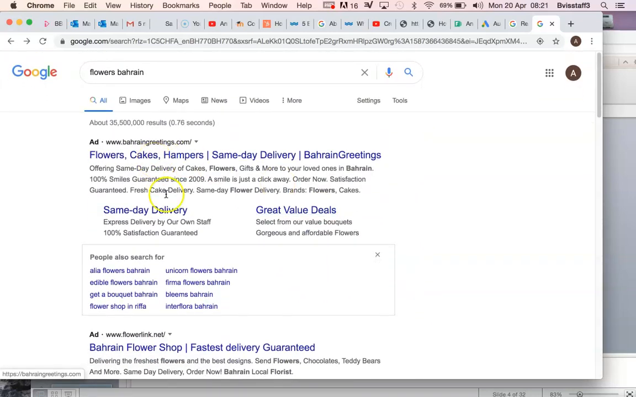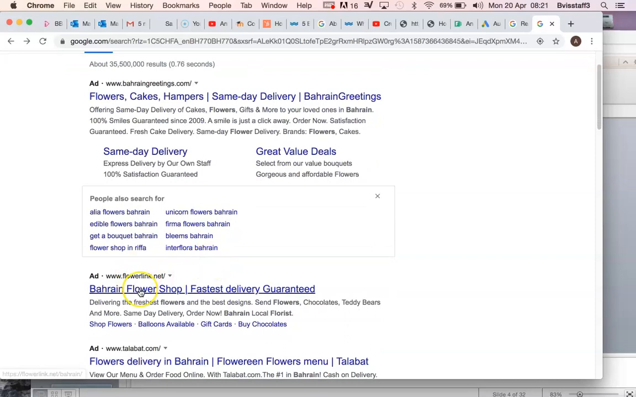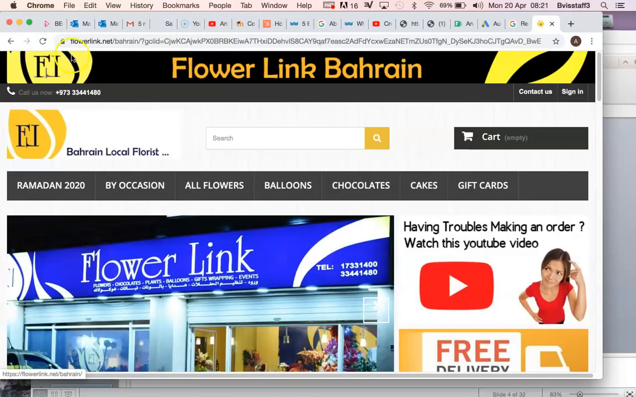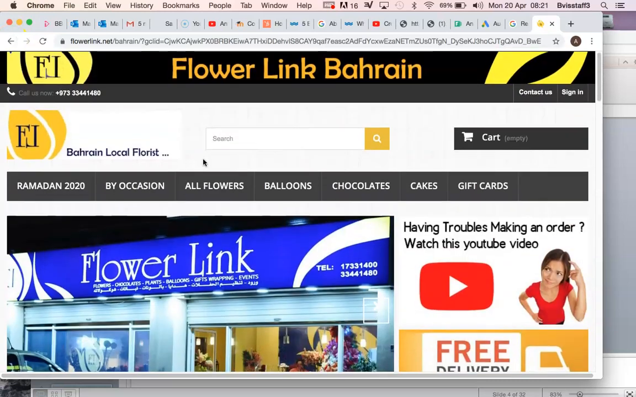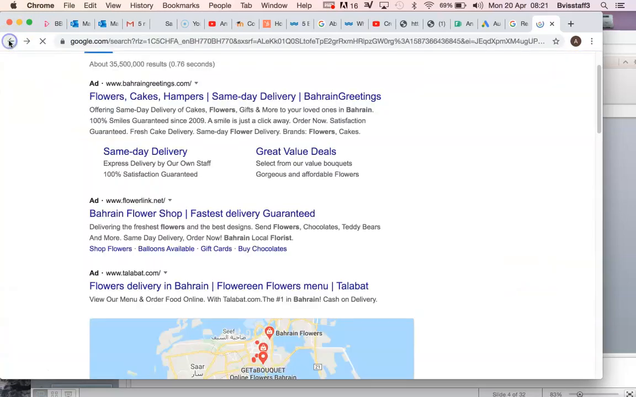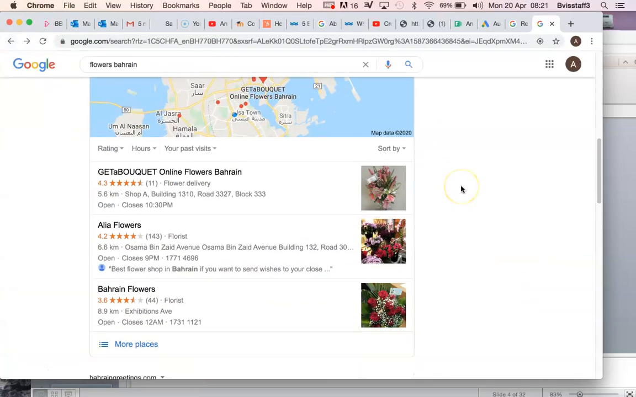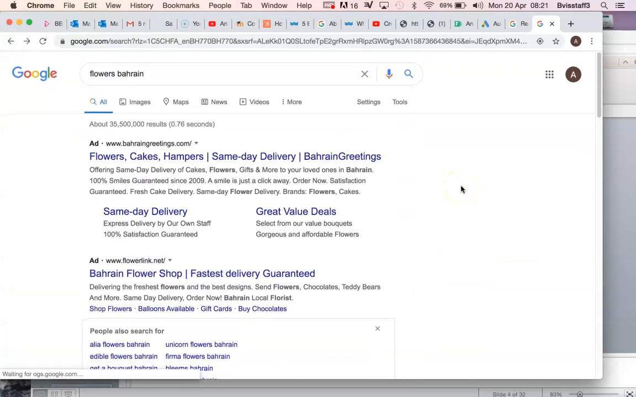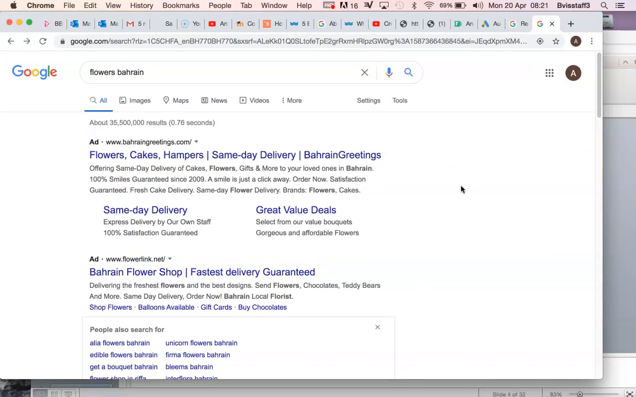But again, if I click on flowerlink.net and I click here, well, that now has cost Flowerlink €1. And, well, not a great website, is it? But that is how it works. Now you might ask, well, how do I control this as a business?